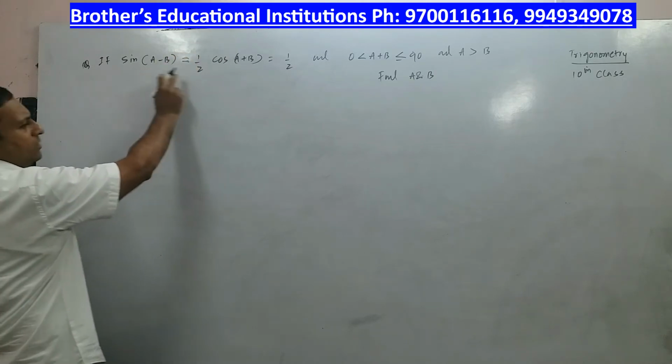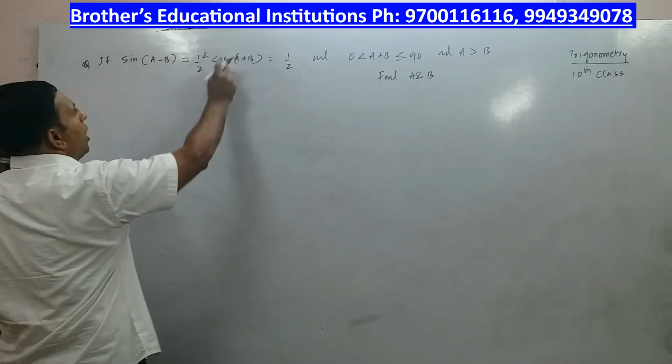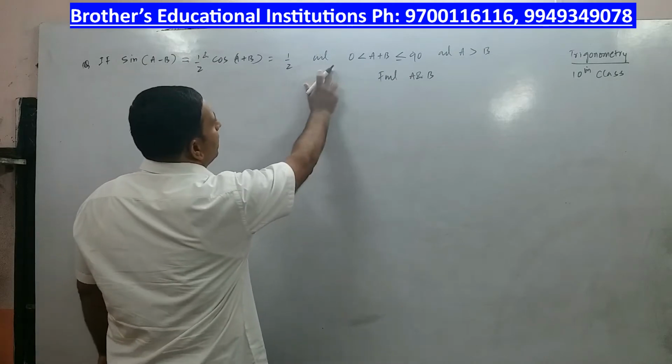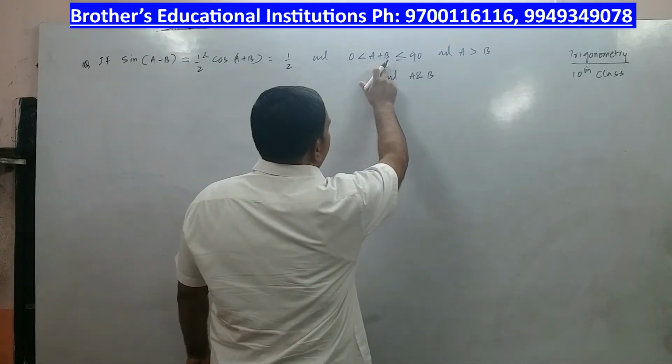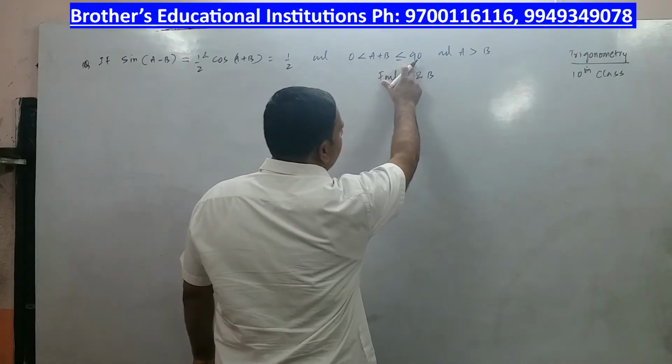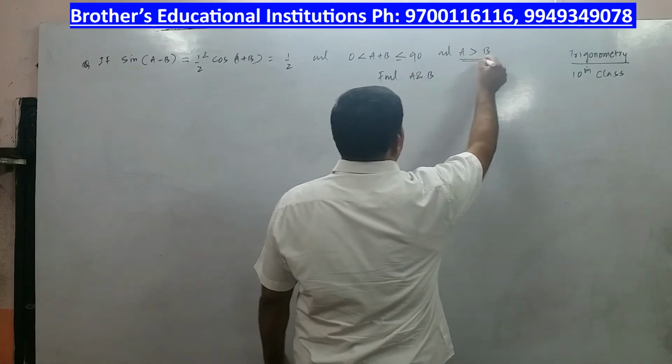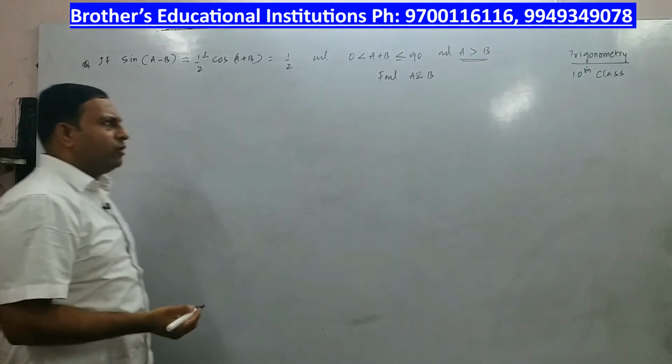If sine of a minus b is equal to 1 by 2 and cos of a plus b is equal to 1 by 2, and 0 is less than a plus b is less than or equal to 90, and in this case a is greater than b, given to you, find the values of a and b.